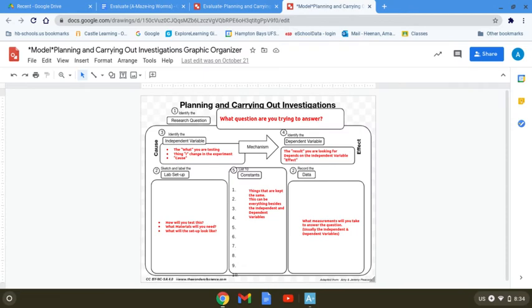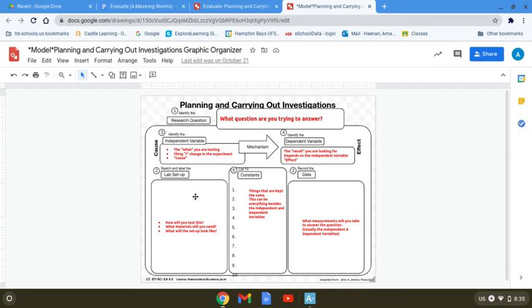Okay, so you're going to be assessed on these 5 different parts. The first part you're going to have to do is identify the research question. This is the question that you are trying to answer. So in this case, it's going to be the question that Dr. Wheeler is trying to answer in his experiment.